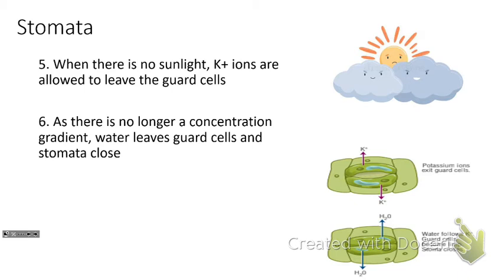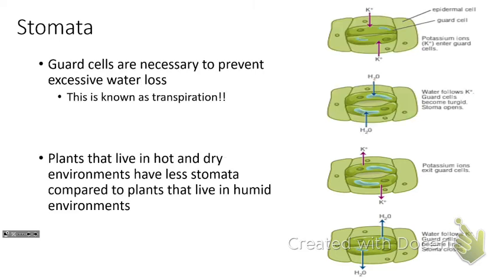Okay? So when there's no sunlight, potassium leaves, water leaves, the stoma becomes limp, right? And then that channel is going to become closed. Okay? So guard cells are necessary to prevent excessive water loss. So when water goes from the plant, a liquid form, into gas, this is known as transpiration. Okay, so guard cells are necessary to prevent transpiration.